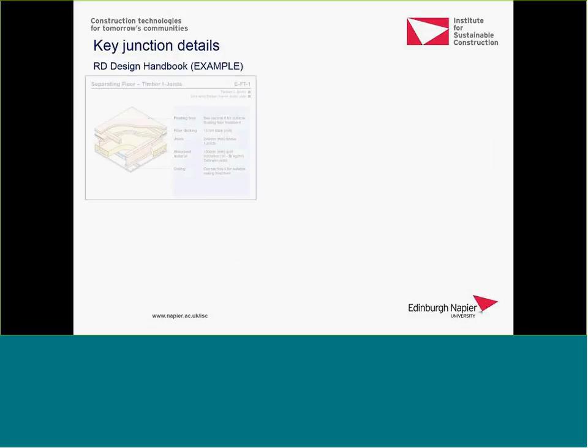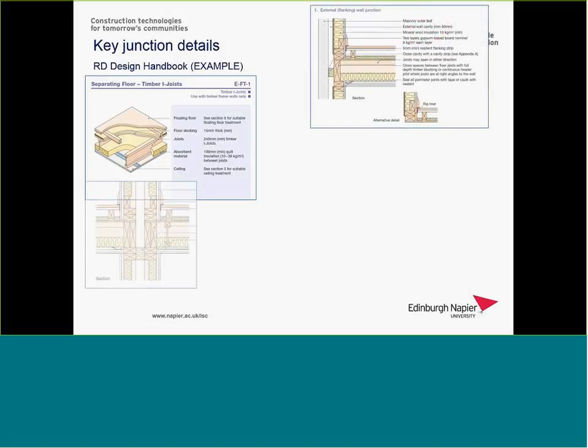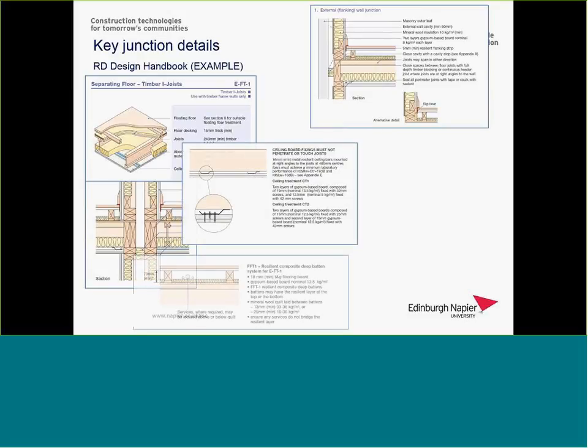Some examples of key junction details. This is a timber frame separating floor. We show key junction details with external walls, separating walls, show key elements about specific aspects we want to have treated, and key guidance. And typically a robust detail will have anything from 6, maybe up to 10 pages of information about key junction details and specifications.